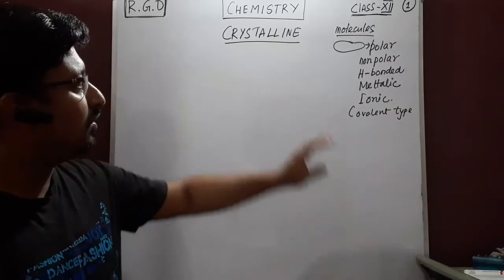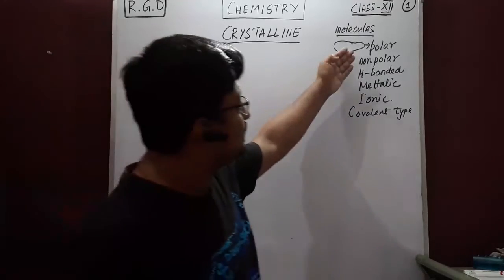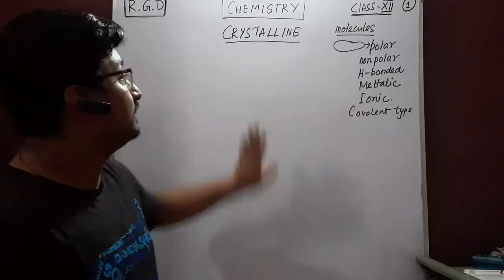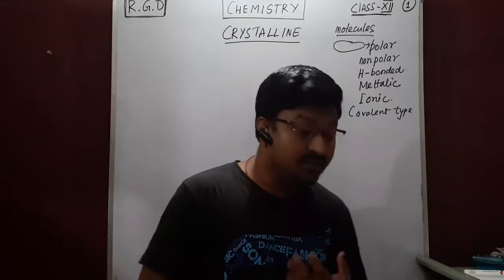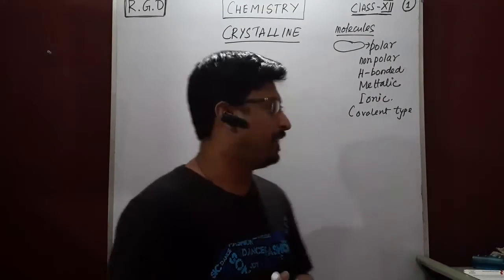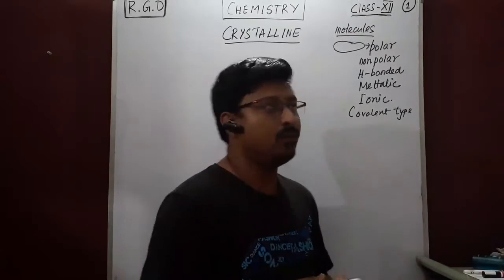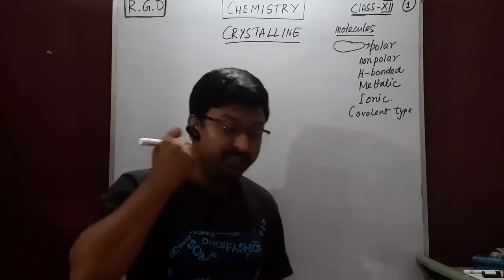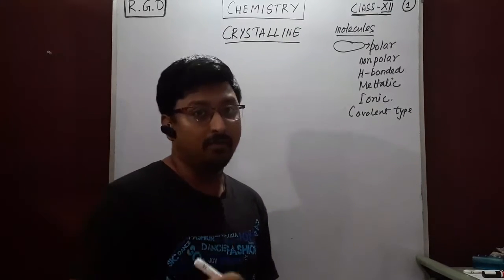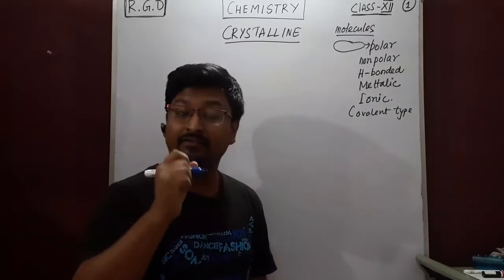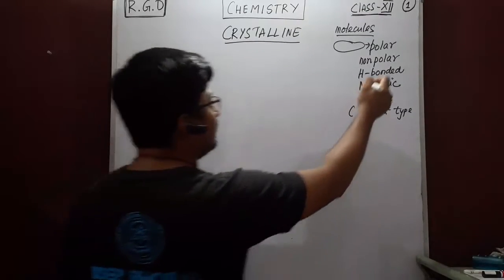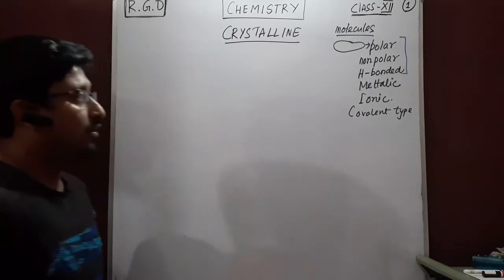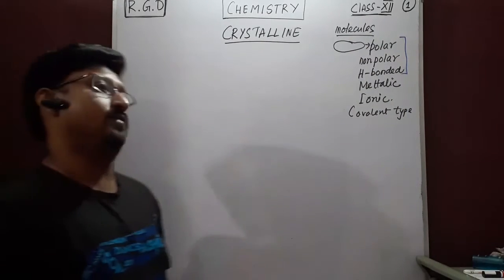Now, based on these characters of a molecule, the crystalline solids are classified. Now I will go through the characters one by one, and I will discuss briefly the different classifications of the solids. Let's talk about these three first: polar, non-polar, and hydrogen bonded.